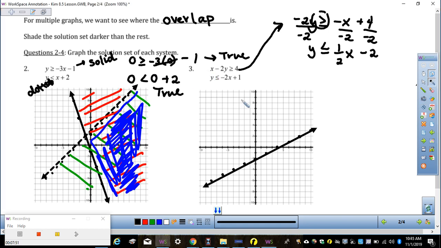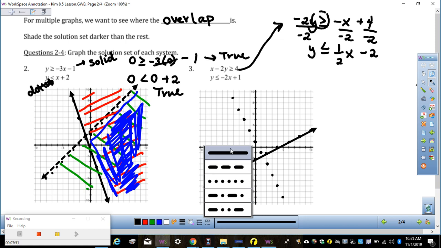Our second inequality is already in slope-intercept form, but if you notice it has a negative slope. So I'm going to start at my y-intercept of positive 1, and let's go ahead and move down 1, right 1, or if I move up 1, left 1. All right. One more line here.